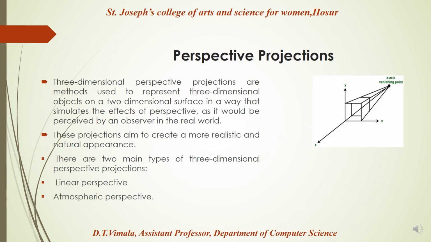Next is perspective projection. The three-dimensional perspective projections are methods used to represent three-dimensional objects on a two-dimensional surface in a way that simulates the effects of perspective as it would be perceived by an observer in the real world. These projections aim to create a more realistic and natural appearance. There are two main types of three-dimensional perspective projection. One is linear perspective, another one is atmospheric perspective.